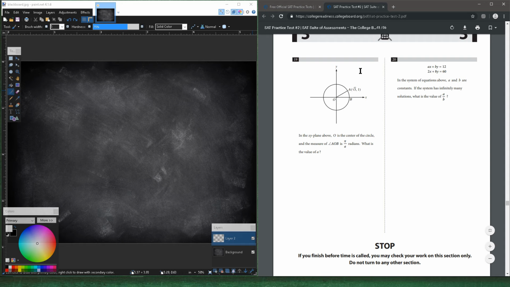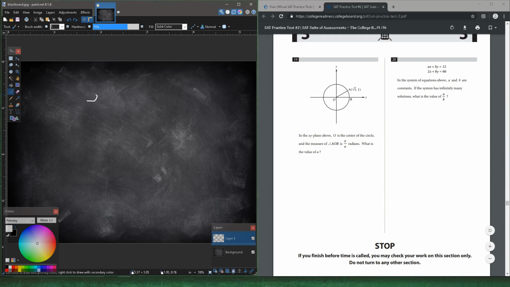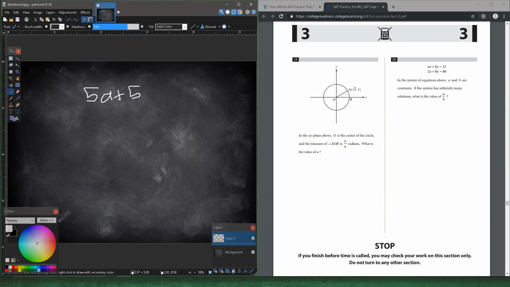Since this has to be infinite many equations, they have to be the exact same equation. So since I see a 12 here and I see a 60 here, multiply the first equation by 5, because 12 times 5 is 60. So this is 5a x plus 5b y is equal to 60. So that is 2x plus 8y is equal to 60.